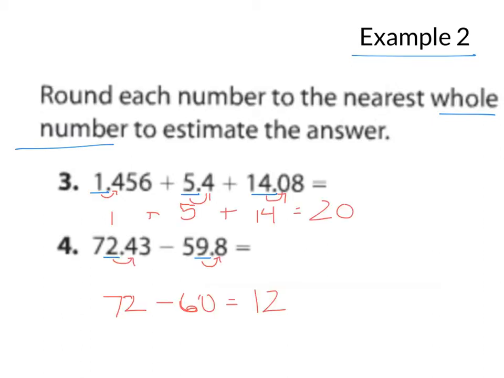All right, so what I did was I knew I was rounding to the whole number, so I looked at the next number behind it. That's 4, that's too small, it rounds down to 1. 5, that's a 4, it rounds down to 5. It stays at that 5. It does not round up. So 14, there's a 0, that obviously does not round up to 15, so we're going to stay at 14. Add 1 plus 5 plus 14, you get 20.